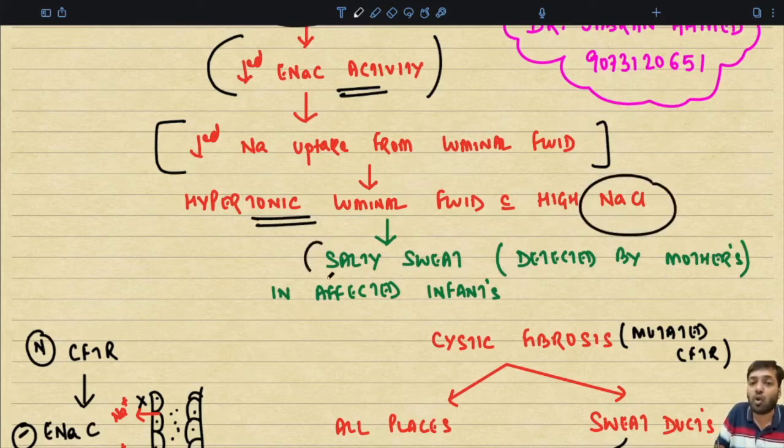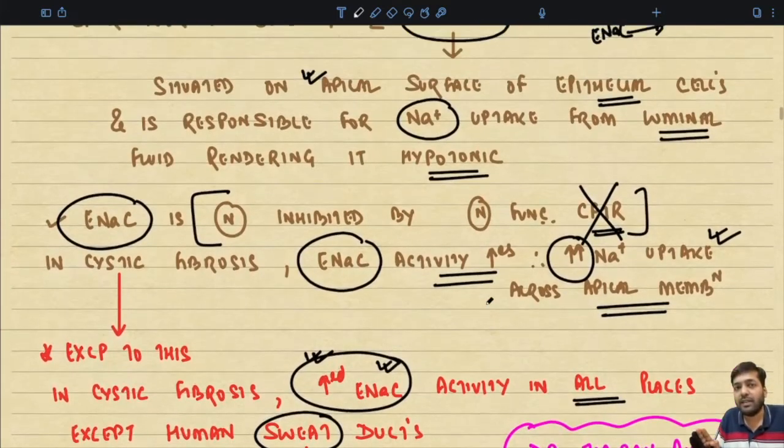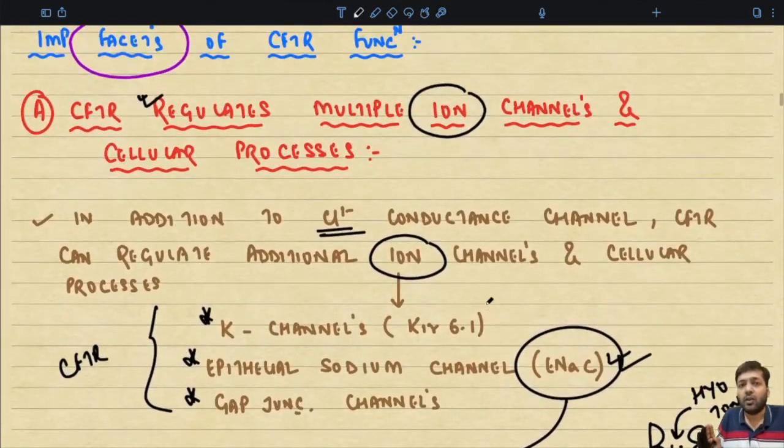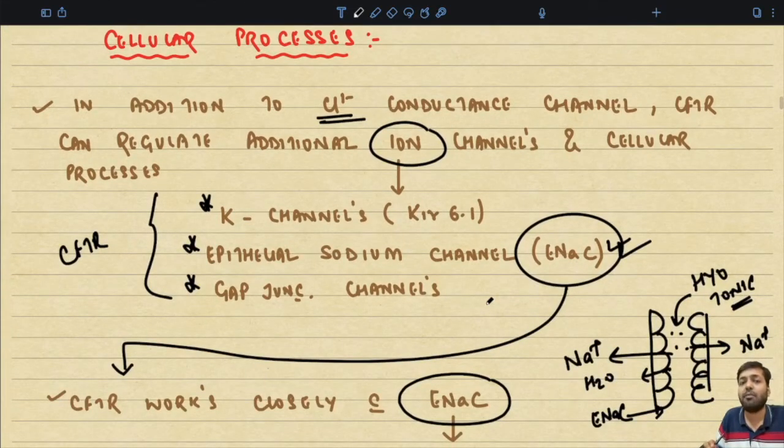This is leading to salty sweat, which is often detected by the mothers. So we will appreciate salty sweat in affected infants. Very importantly, I will repeat once again that our normal CFTR is not only regulating the secretion of chloride ions, but it is also regulating the secretion of multiple other ions. For example, potassium channels are there, epithelial sodium channels are there, gap junctions are there.